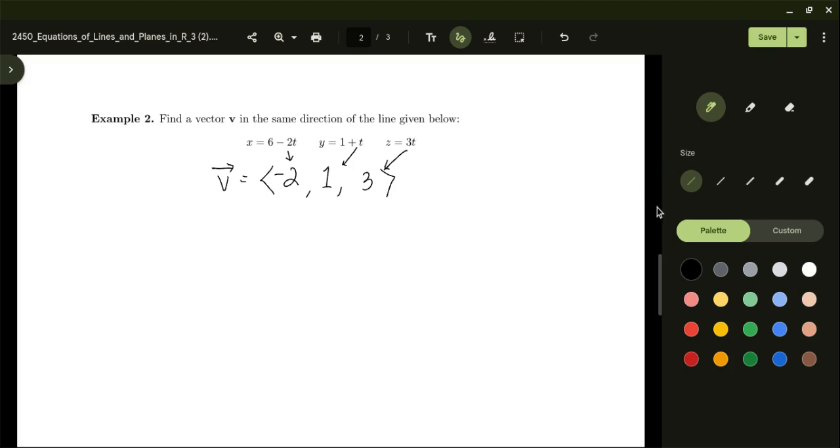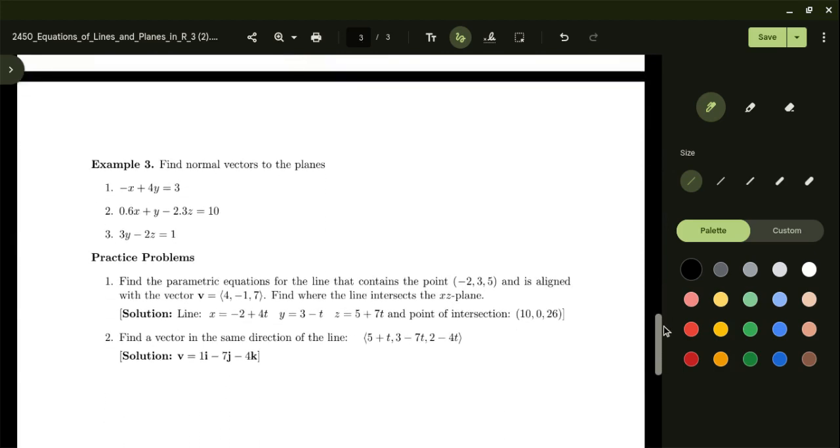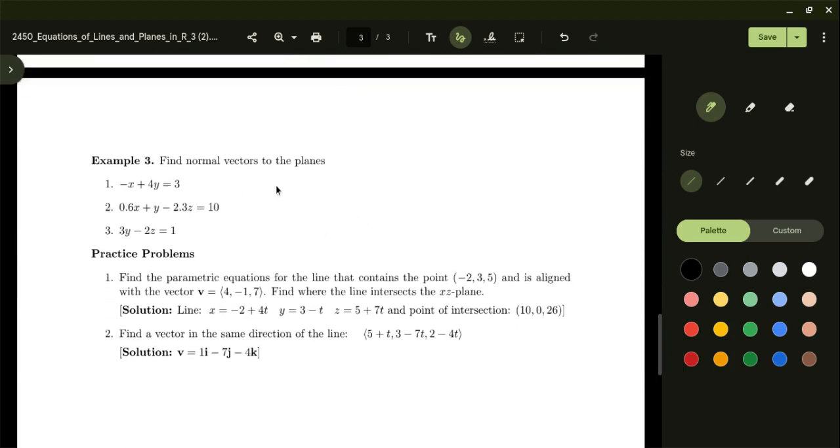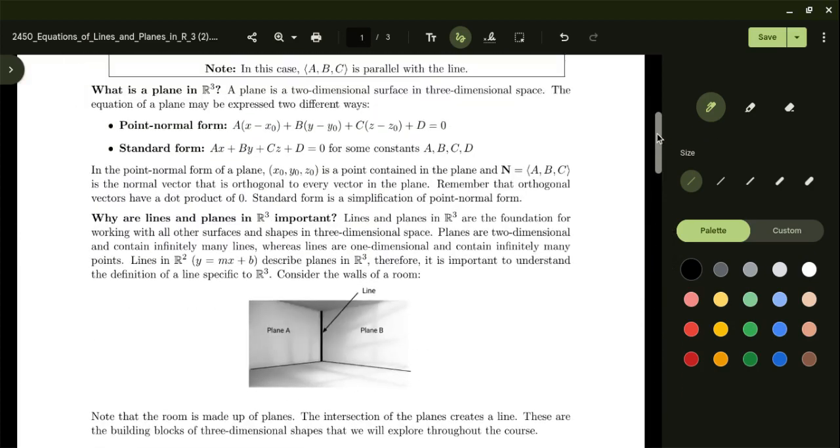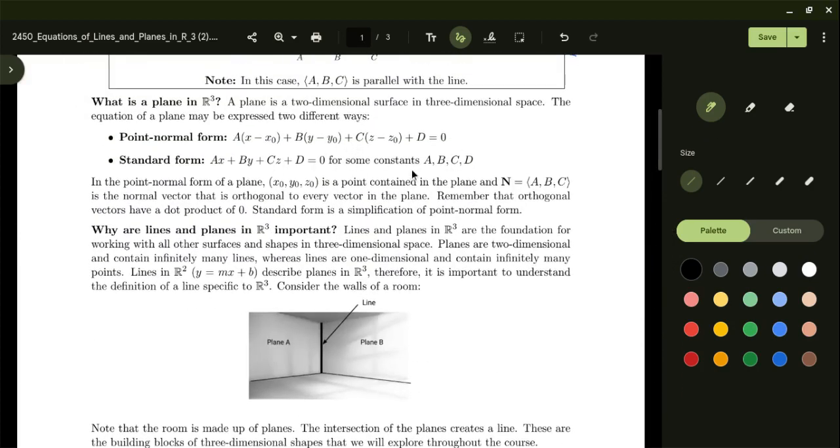All right, now for the last thing that we're going to do with our lines and planes is we are going to look at, if we're given these equations of a plane, how do we find normal vectors to the plane? And so to do this, we're going to look back at the definition of our planes. And so if we look, remember that our normal vector is going to be this n, which is the vector ABC. So looking at our standard form of a plane, we have that A, B, and C are going to be the coefficients of our x, y, and z respectively.